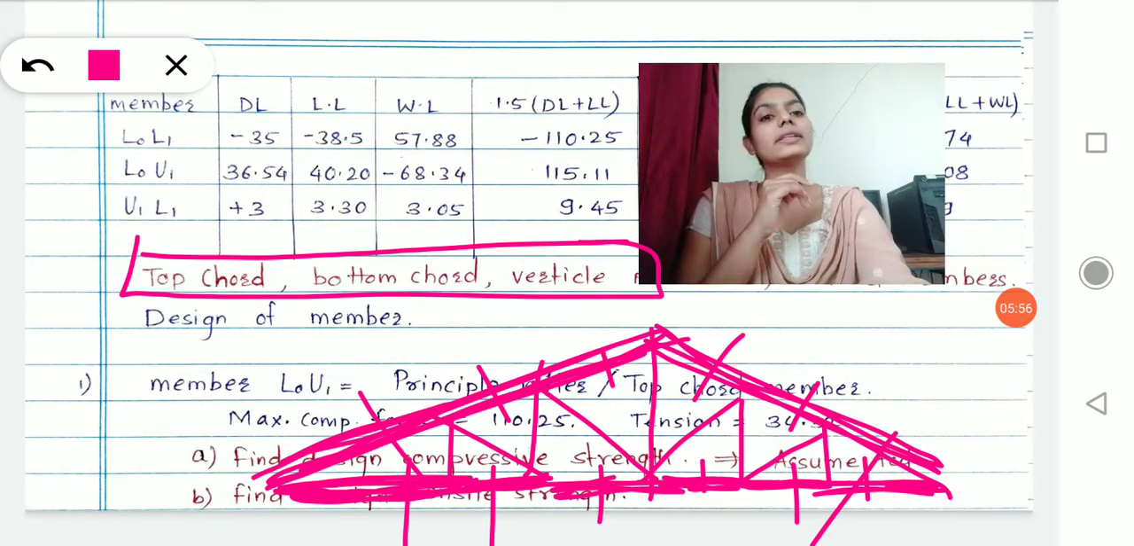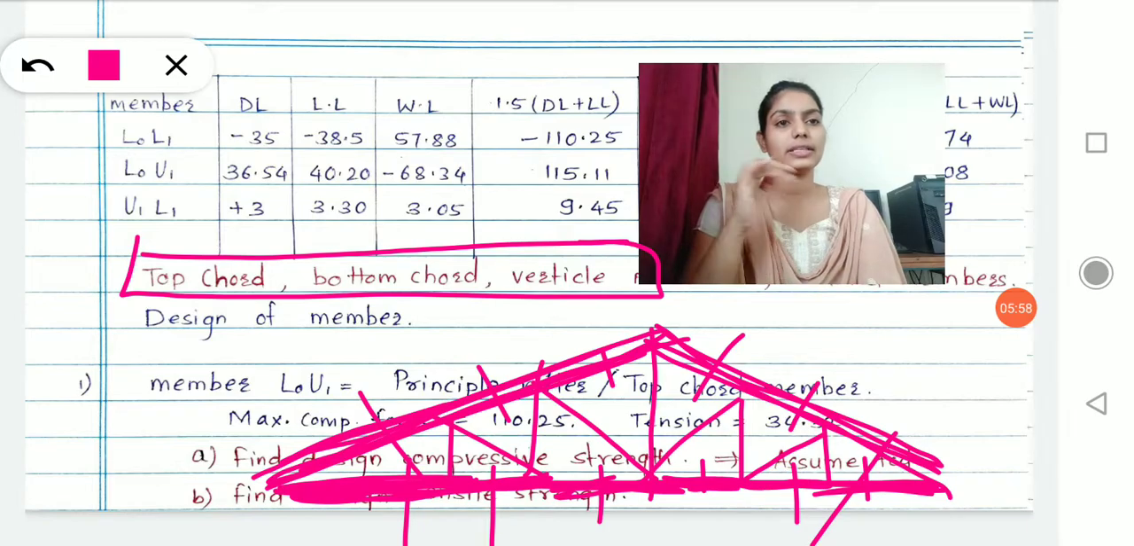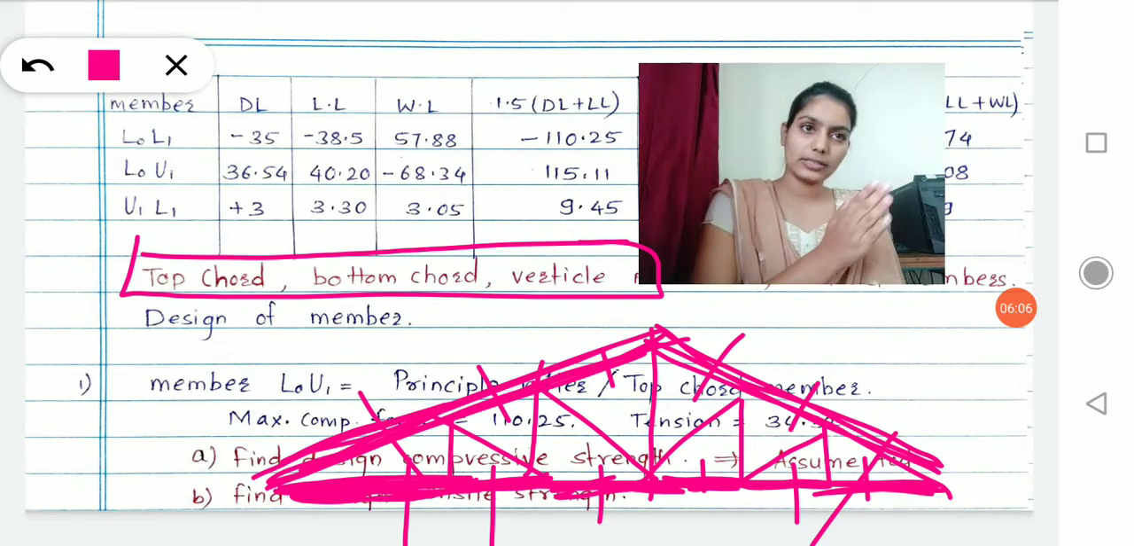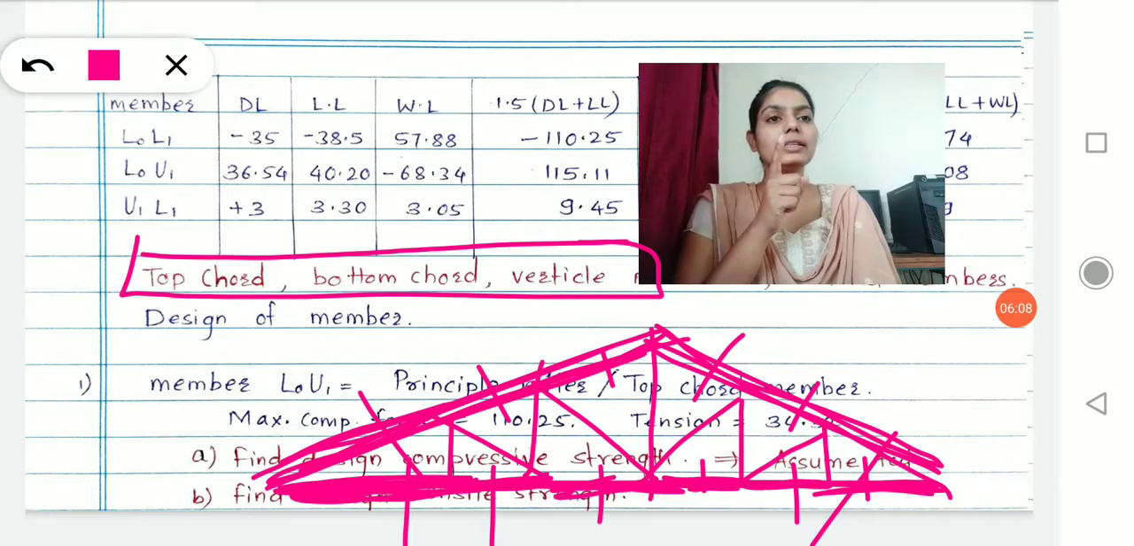All the members in the bottom direction of the truss are said to be bottom chord members, the bottommost part of your truss, and they are designed separately. Then what are the third and fourth categories?